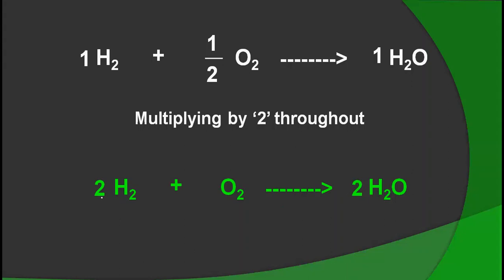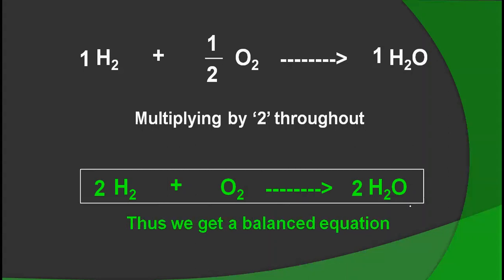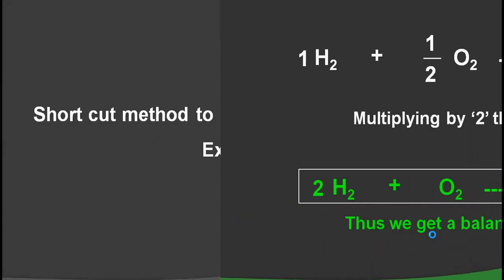If you check the number of hydrogen atoms, we have 4 hydrogen atoms on the reactant side and 4 hydrogen atoms on the product side. We have 2 oxygen atoms on the reactant side and 2 oxygen atoms on the product side. So thus, we get a balanced equation. I hope you have understood this method. We'll go with one more example.